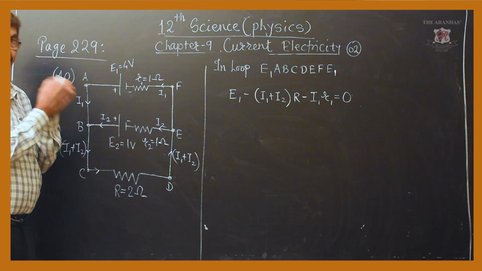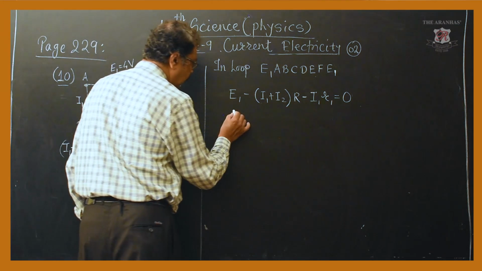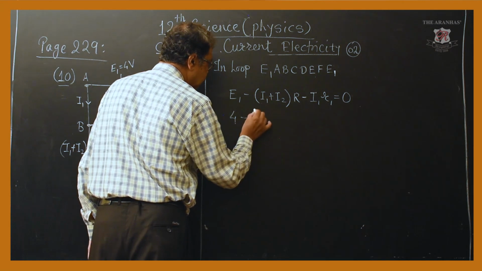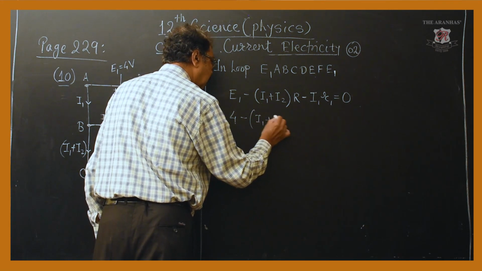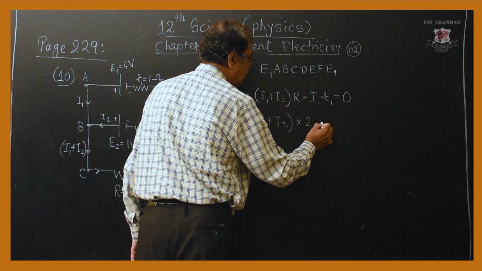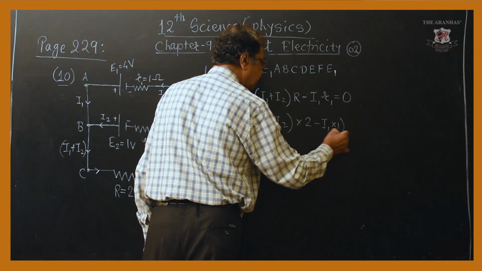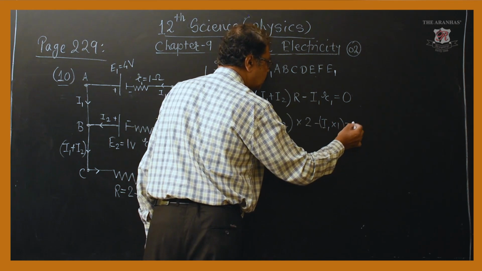Now whatever values you know, substitute them. What I know, value of E1 is 4, minus I1 plus I2, I don't know. Value of R is 2, minus, value of R1 is 1, equal to 0.